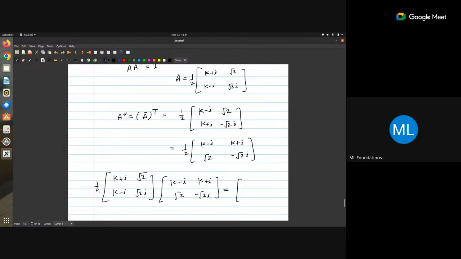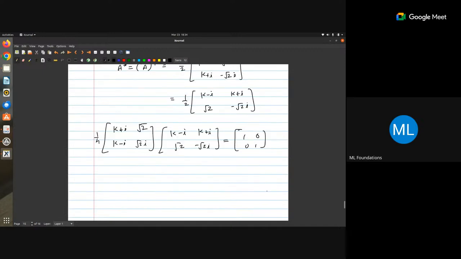Equals to, sorry, not zero, it should be the identity, so 1 0 0 1. So 1 by 4 into, first row into first column, so it is a plus i into k square plus 1. Yeah, okay. K square plus 1. Sure, yeah, it will be k square plus 1.